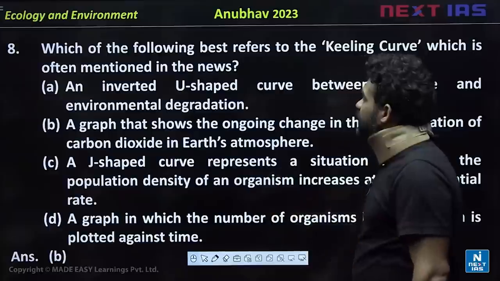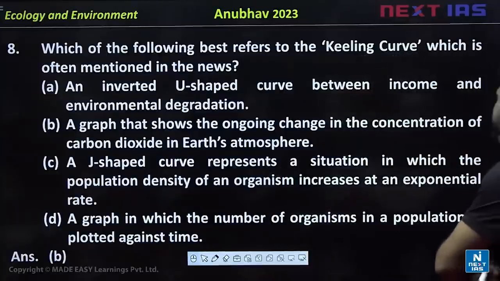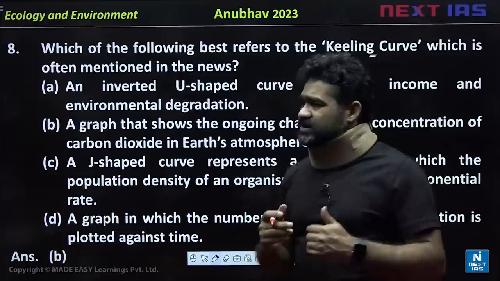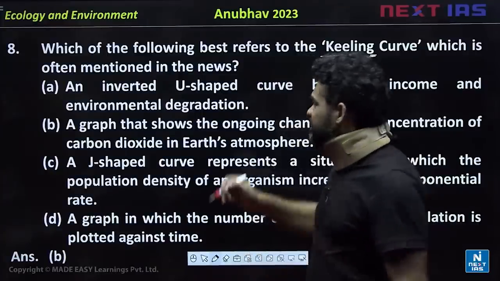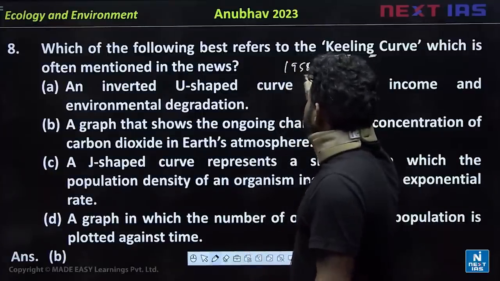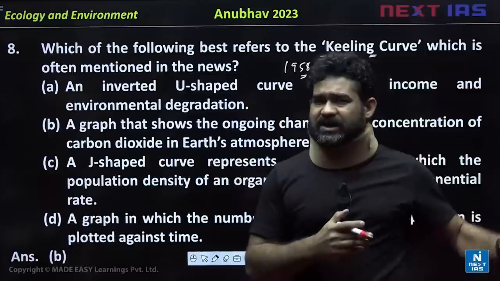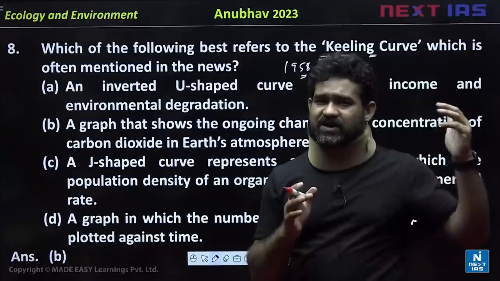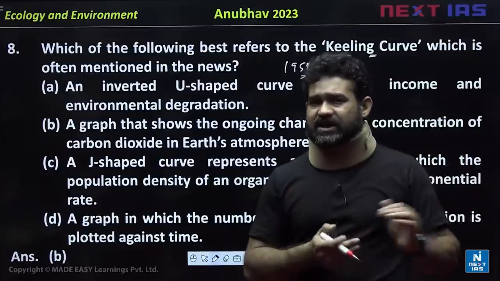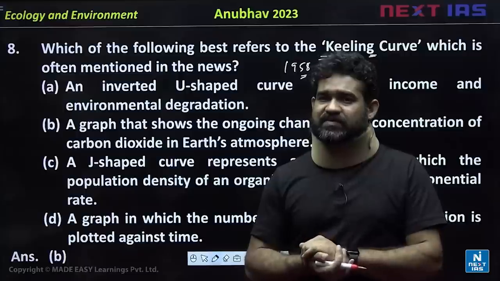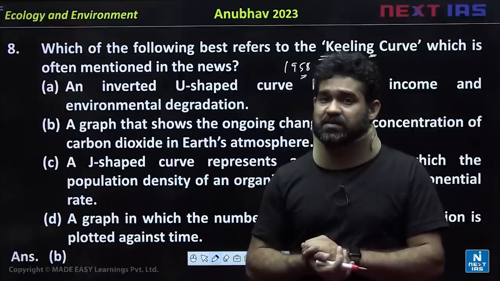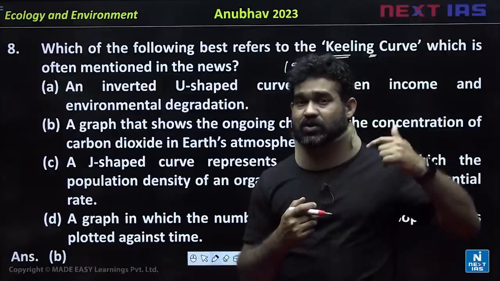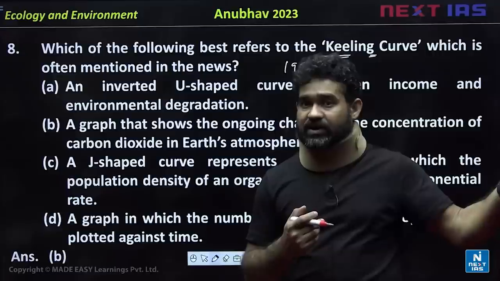Next is, which of the following best refers to the Keeling curve? Simply remember, it is named after Mr. Keeling, who started the practice in the 1950s, in 1958. Some places may write 1956. Around 1958, the concentration of CO2 in the atmosphere was roughly 315. From 315, it has crossed almost 420 parts per million. This measurement is done at Mauna Loa Observatory, in Hawaii Island, Hawaii, US.